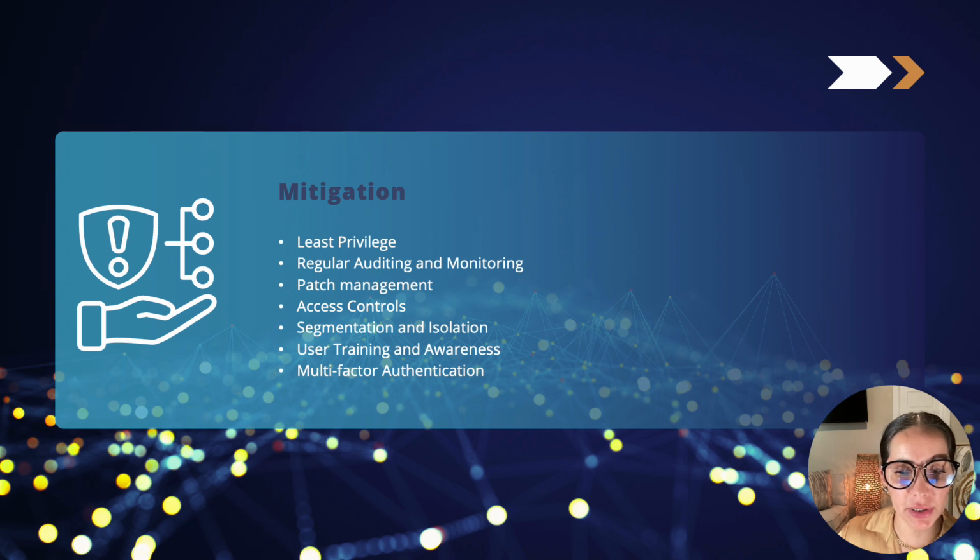These are some of the mitigations that we can use in order to protect our system. We have least privilege, regular auditing and monitoring, patch management, access control, segmentation and isolation, user training and awareness, which we're doing right now, and using multi-factor authentication. By implementing these specific security measures, our company will be able to greatly improve the level of protection for our system and effectively defend against potential privilege escalation attacks.